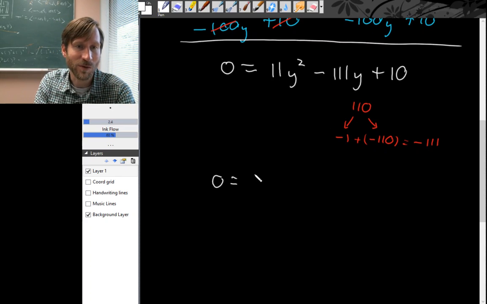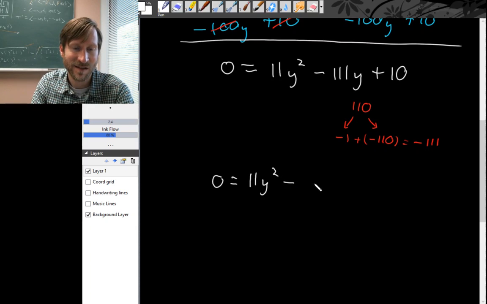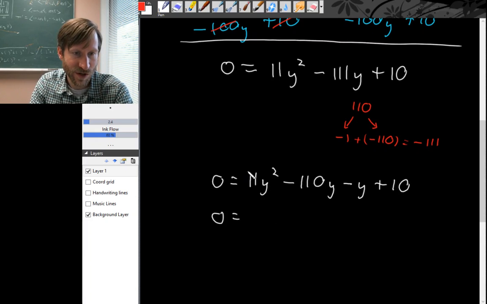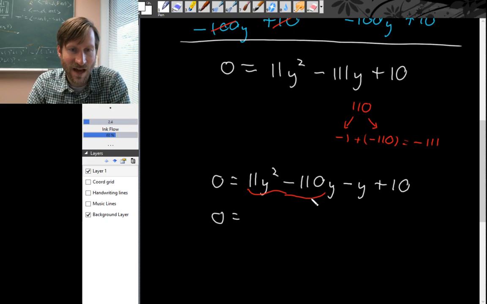We get 0 equals 11y squared minus 110y minus 1y plus 10. All right. Now on the first two terms, we're looking for a common factor here, and it looks like they have an 11 and also a y in common. So factor out the 11y, and the stuff left over is y minus 10.